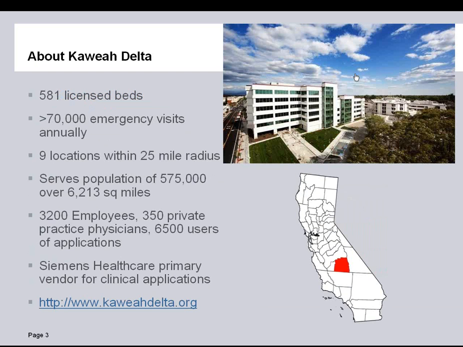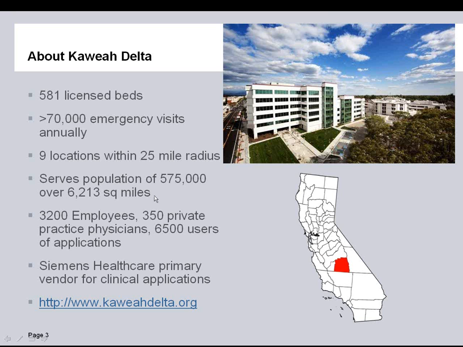About QUI Delta, we're 581 licensed beds. There you can see our emergency visits. We have 9 locations within a 25-mile radius. As you can see right here, kind of in the middle of California, about 2 hours from the beach and the mountains and LA and San Francisco. So it's kind of just a central place. We have more cows than people, but it's kind of the breadbasket of the world.